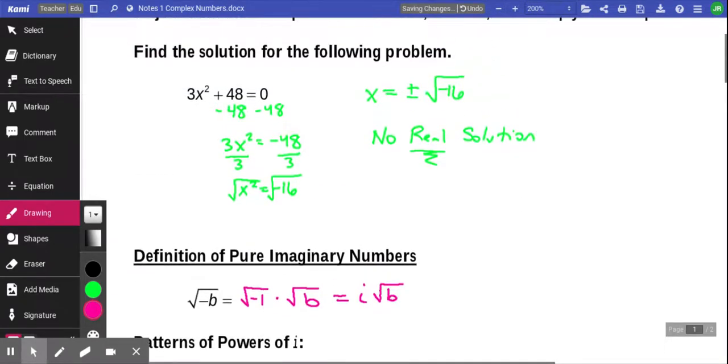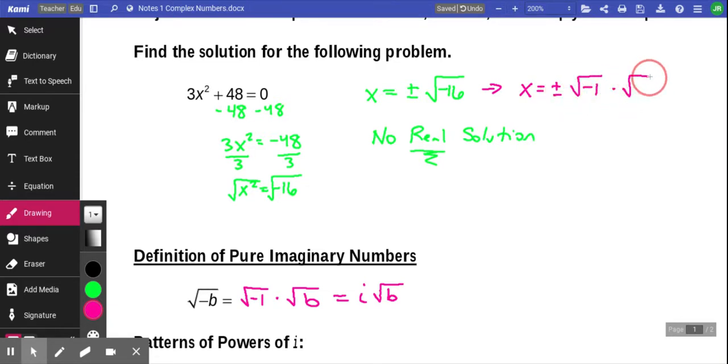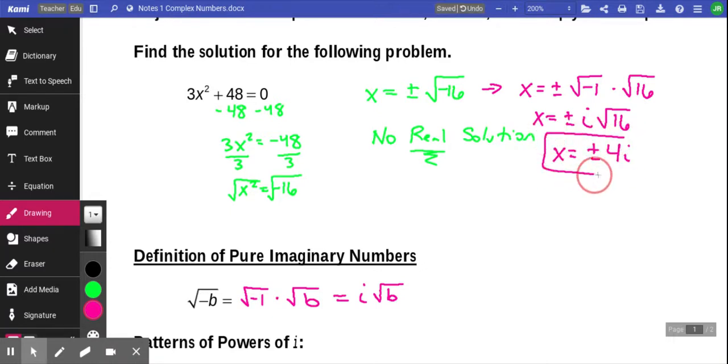So going back up here, what I could have done with this problem is I could separate it to be the positive or negative square root of -1 times the square root of positive 16, which would give me x is equal to positive or negative i square root of 16. The square root of 16 is 4, so x is equal to positive or negative 4i. So final answer right here.